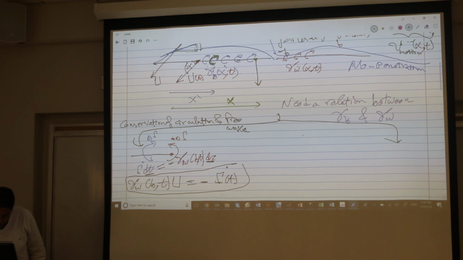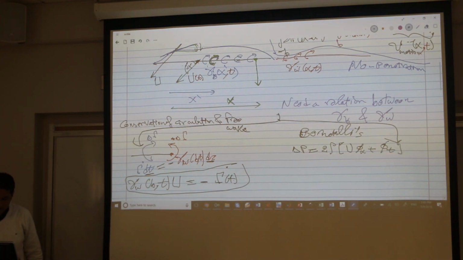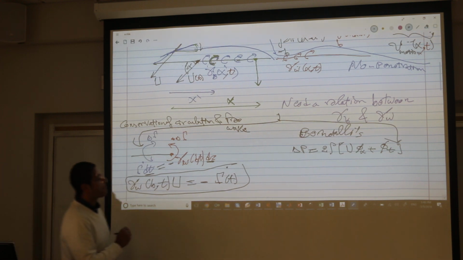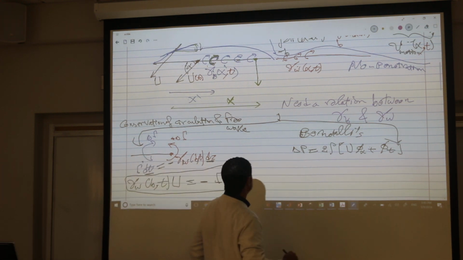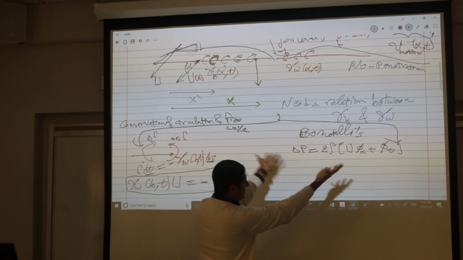If we start with the unsteady Bernoulli, and I will just write Bernoulli and you understand that this is the unsteady version of it. We already wrote this before. The delta P, the unsteady Bernoulli, was something like 2 rho, I guess, u times phi x plus phi t. This was our unsteady Bernoulli. And this is at any point, whether on the airfoil. This is unsteady Bernoulli, right?